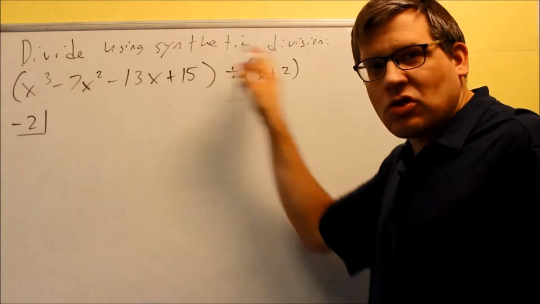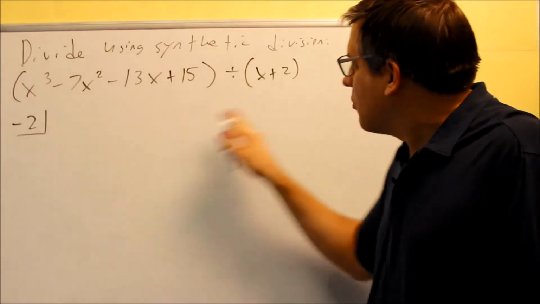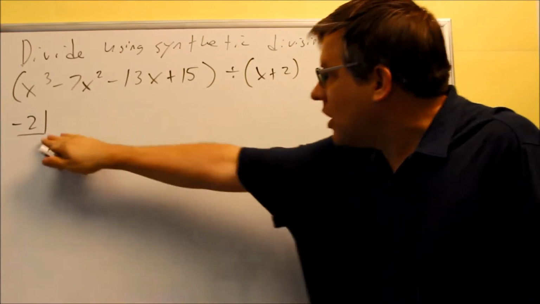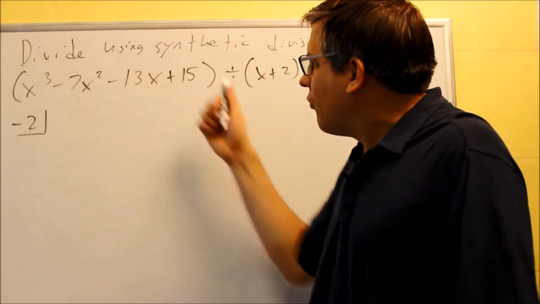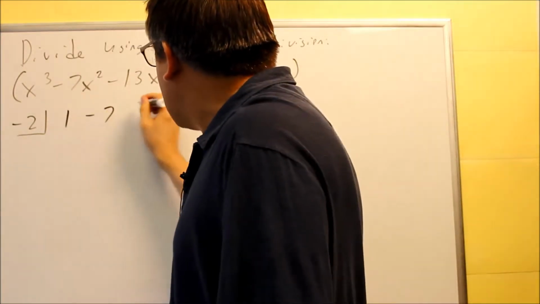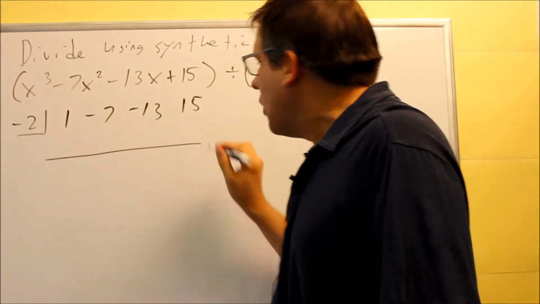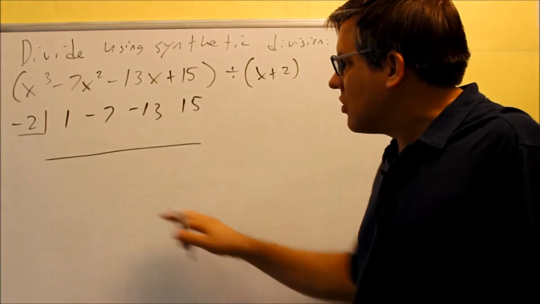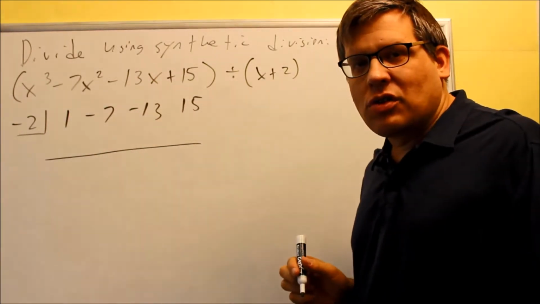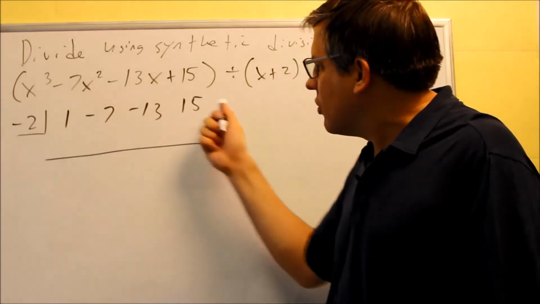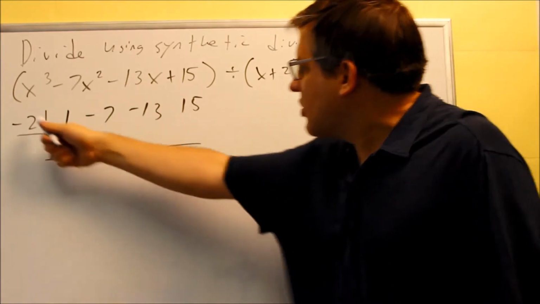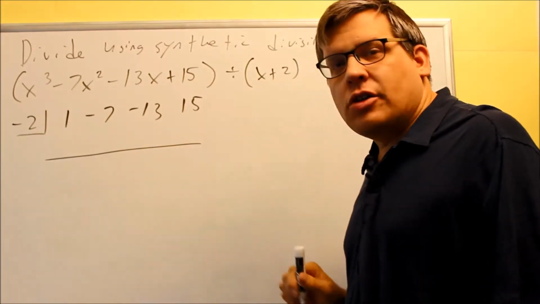So assuming it's all written properly, then we can do the setup. Again, we took the opposite sign of 2 and made it -2. We're going to put these coefficients in here: 1, -7, -13, and 15. Then you put a line underneath like this. So this is the way to set up your synthetic division. Coefficients are here, the opposite sign of this number is inside a box, and we have a line drawn down below.